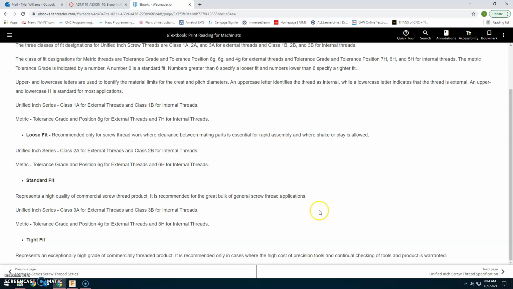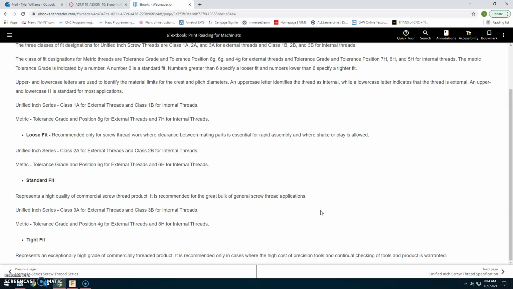So, a loose fit. Recommended only for screw thread work where clearance between mating parts is essential, for rapid assembly, and where shake or play is allowed. The next one is going to be Unified Inch Series Class 2A for external and 2B for internal. And then your metric is going to be tolerance grade and position 6g for external and 6H for internal.